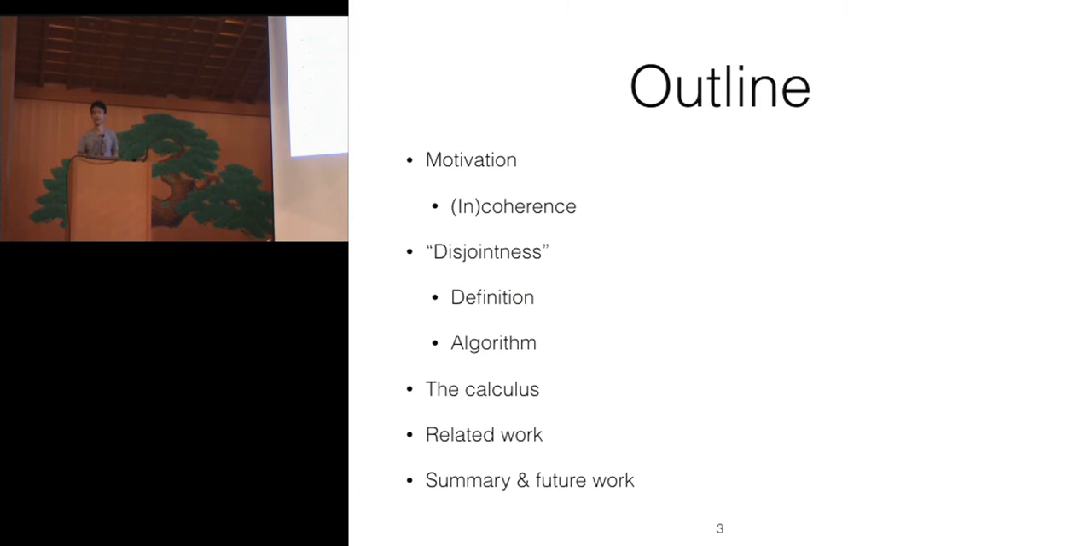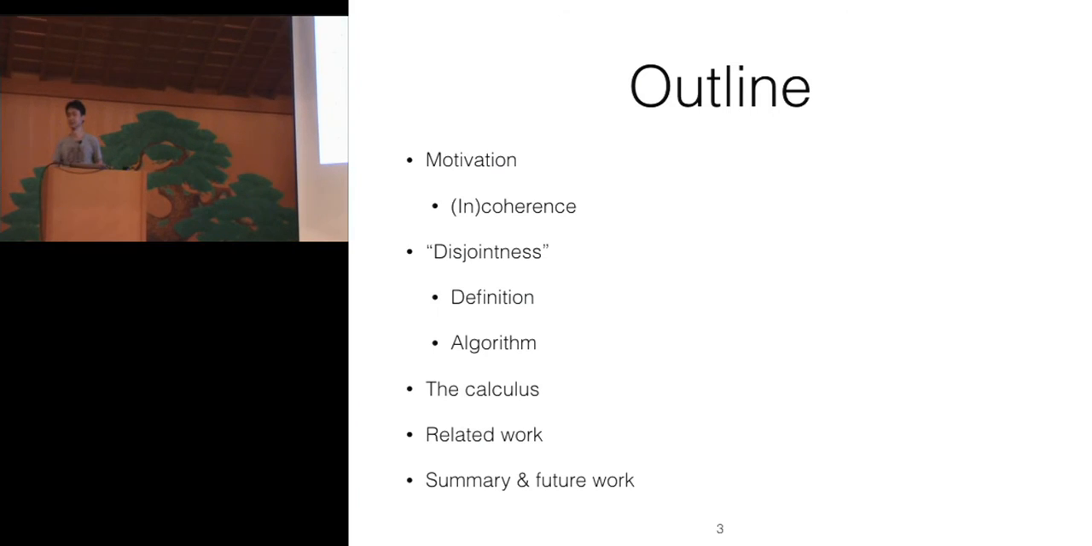So this is the outline. First I will show you the motivation of this work, including the background information, intersection types, merges, and show you the problem. Next, I will informally show you the solutions. And finally, I will show the calculus, including its properties, and conclude with related work and standard stuff.